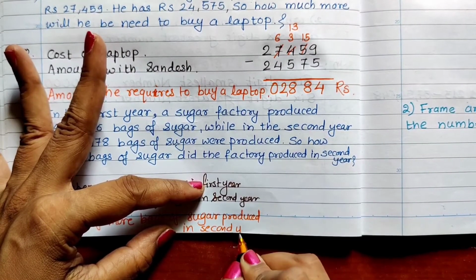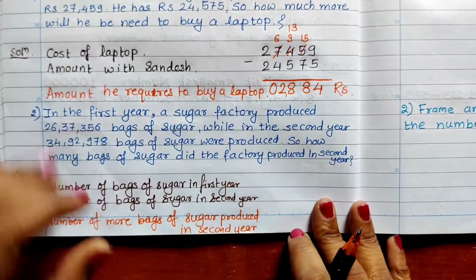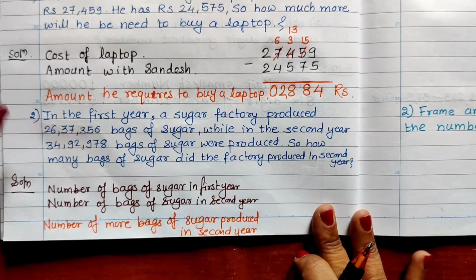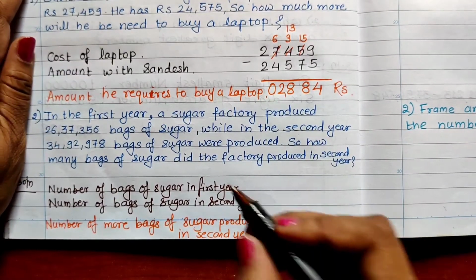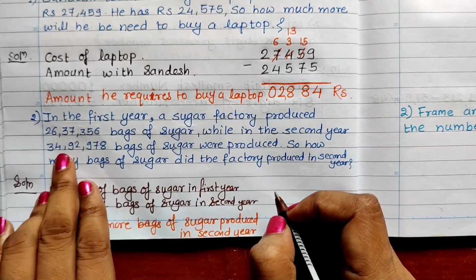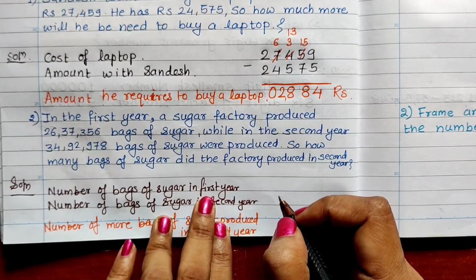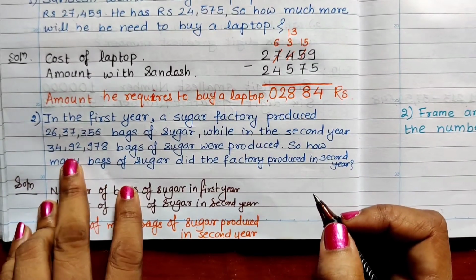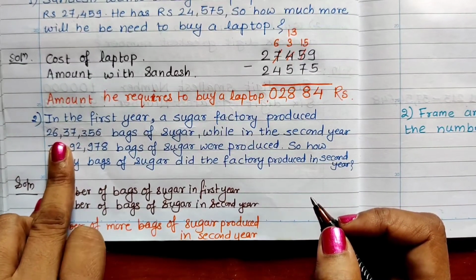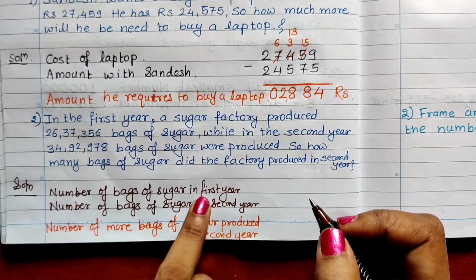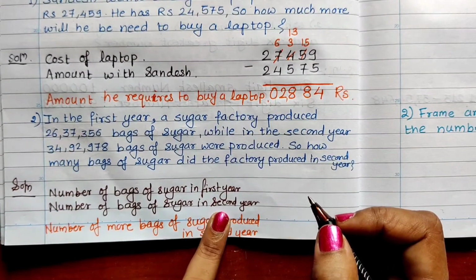I am having very little space on this page, so I am writing below. So the number of more bags of sugar produced in the second year we have to find out. So the number of bags produced in the first year are. Can you write first year first, or shall we write second year first? Because in the second year the bags are more, in the first year the bags are less. So we have to subtract the smaller number from the bigger. So here we have to write second year, and below that we have to write first year.